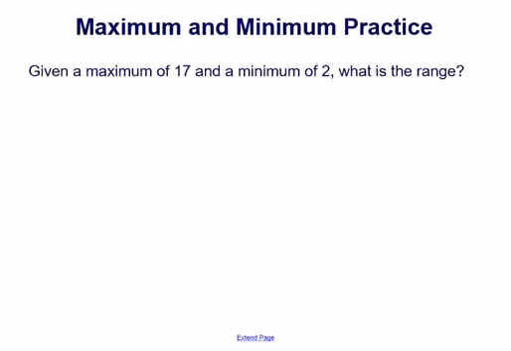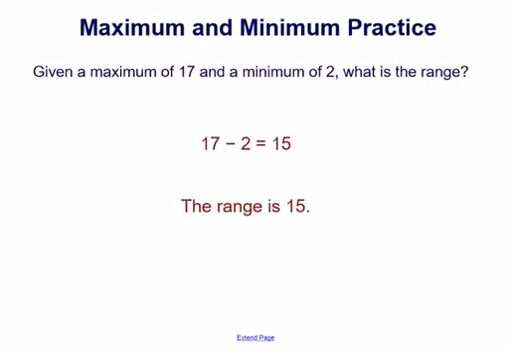Then, given that maximum of 17 and a minimum of 2, what is the range? The range is the difference between the greatest data value and the least data value, or the difference between the maximum and the minimum. So we need to subtract the minimum from the maximum. That gives us 17 minus 2 equals 15. So therefore the range is 15. To find the range, you need your maximum and minimum values, so you need to be able to identify the largest value and the smallest value in a set of data.